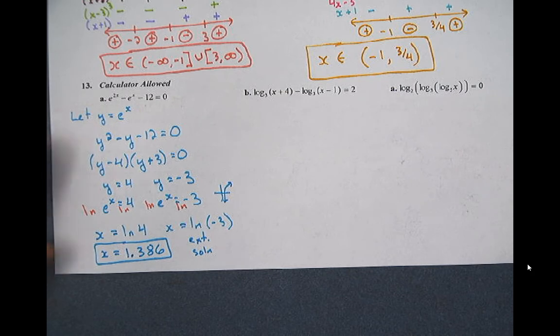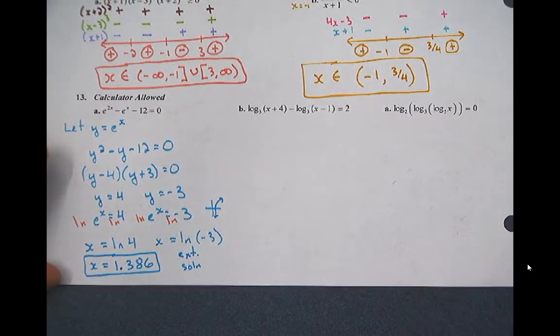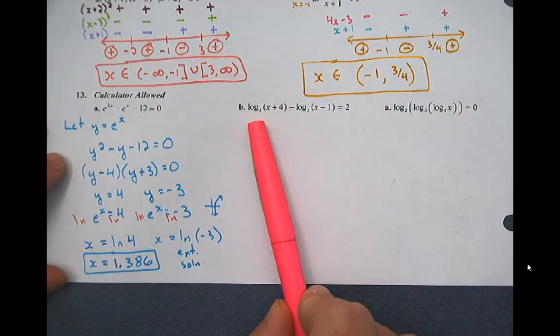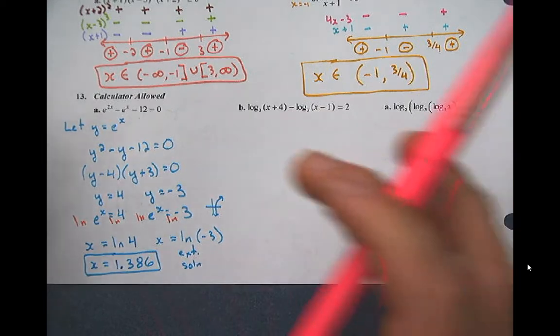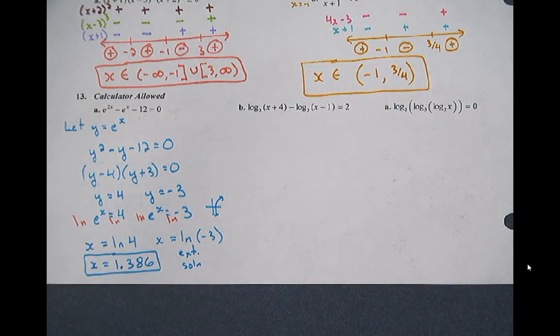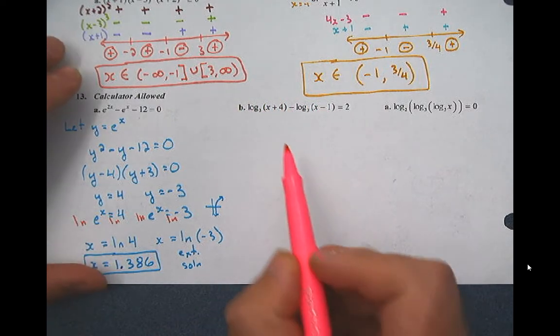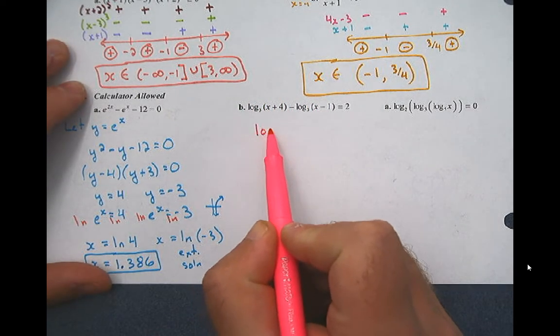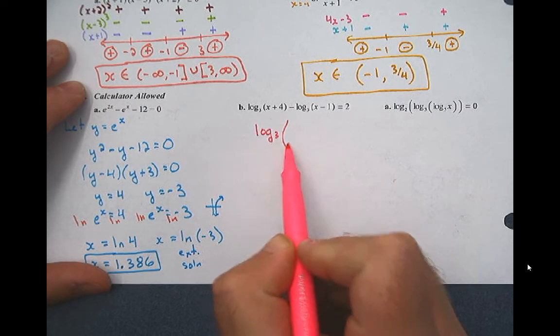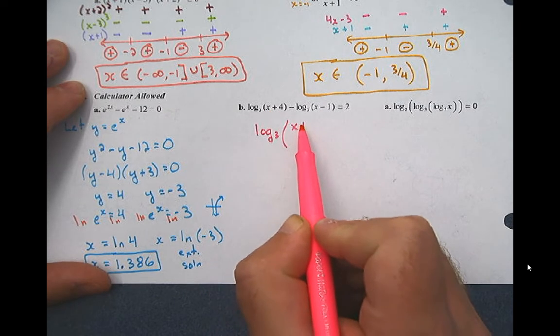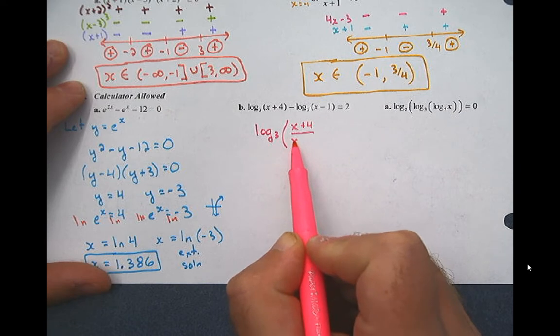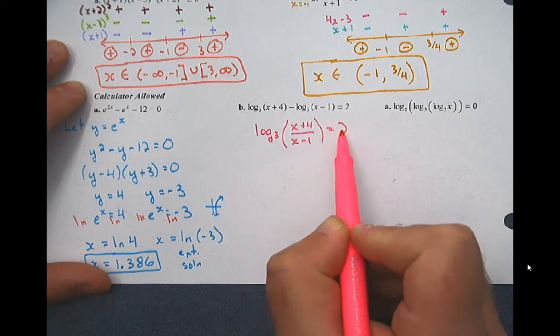Okay, moving on. Let's remember your log properties. Log of something, subtract a log. They can condense. Do you remember your condensing? See if you can remember. How do you rewrite this? Pause it and try to rewrite this. Hopefully, you wrote something like this. Log base 3 of x plus 4 over x minus 1 equals 2.